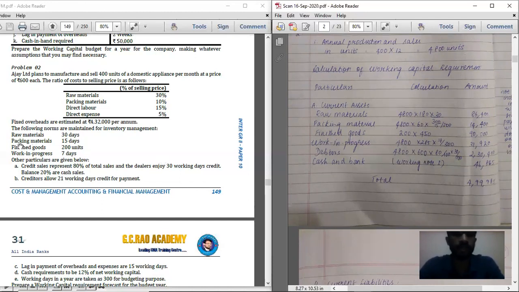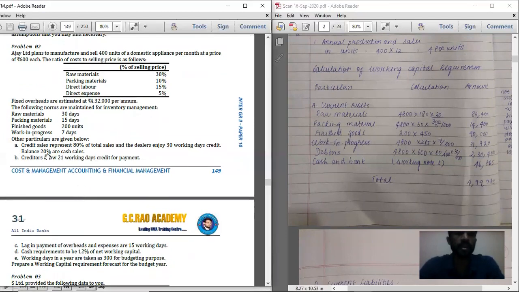Why the 7? Work in progress should be maintained for 7 days. So 7 divided by 300. In respect of the amount column, 31,920.